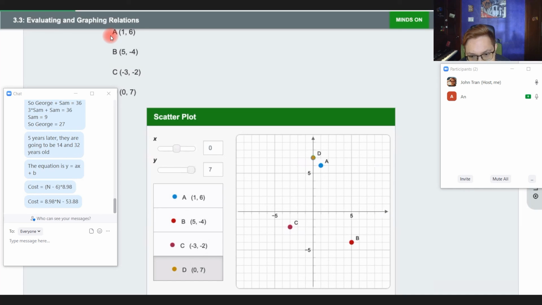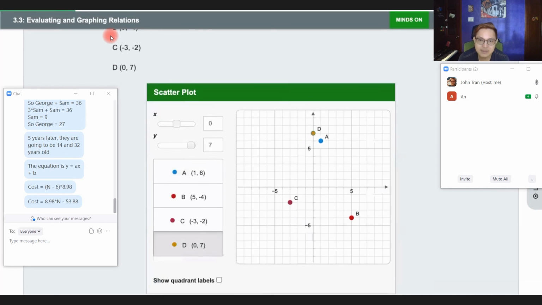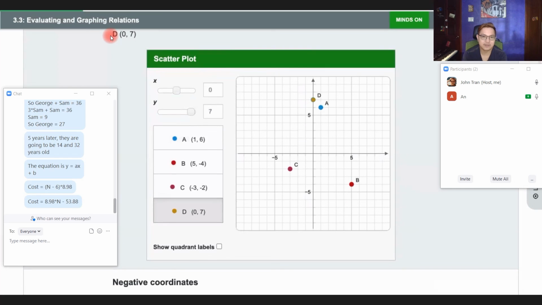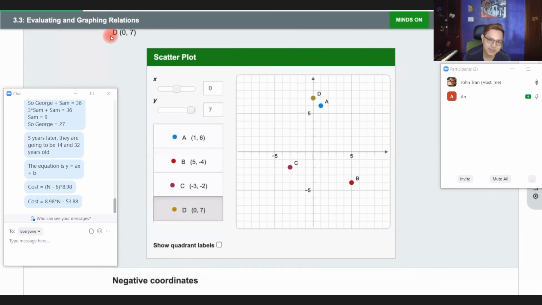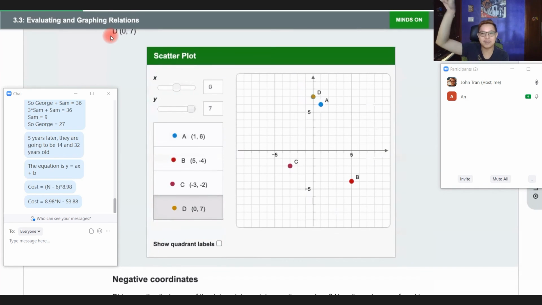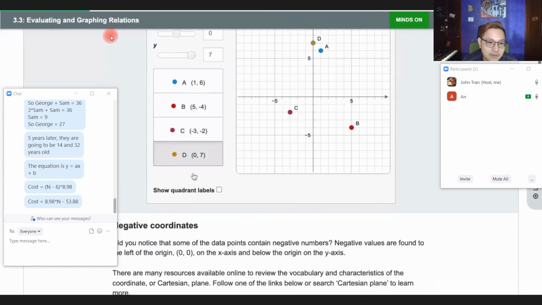It looks pretty random, isn't it? Yeah. So they do not really follow any kind of linear relationship at all. It doesn't form a line. It's not a linear relationship. If the four points don't form a line, it doesn't follow a linear relationship. Yeah.